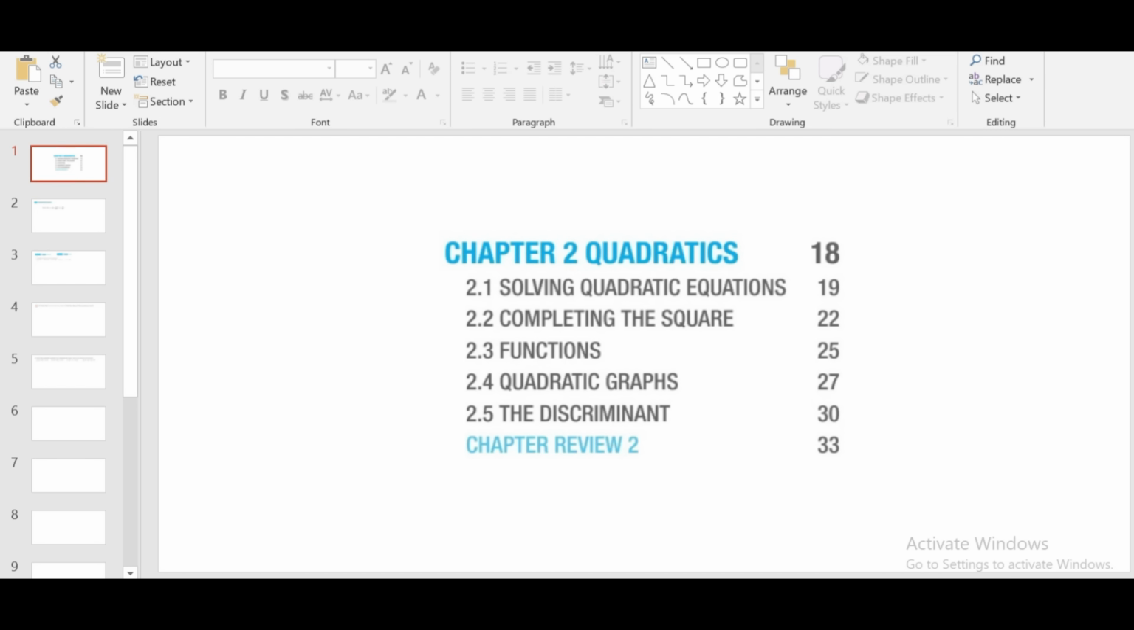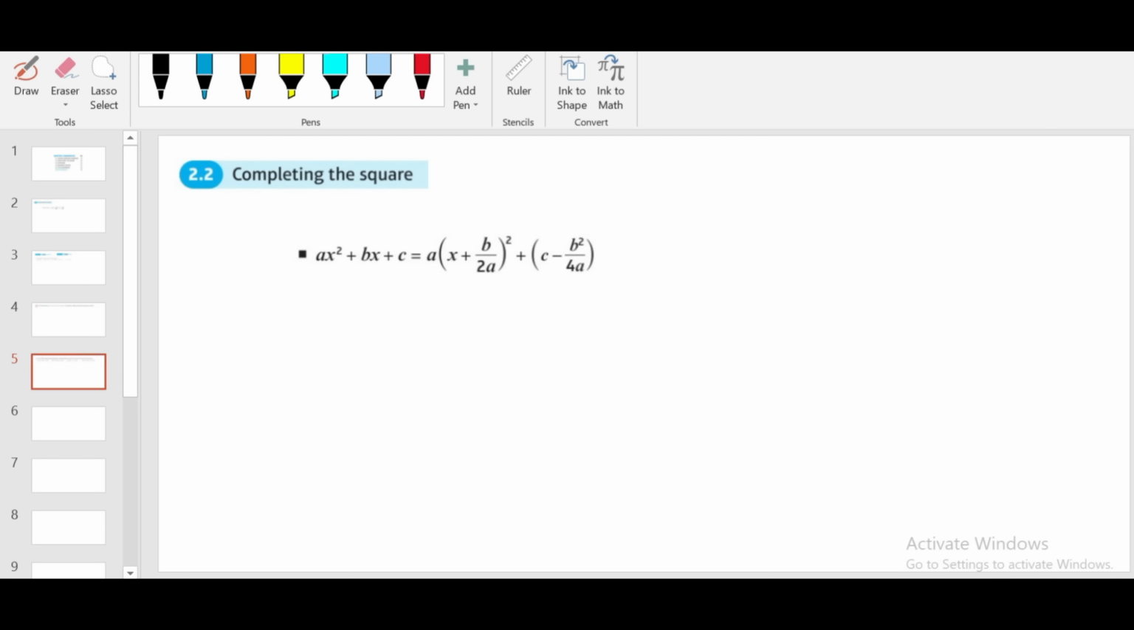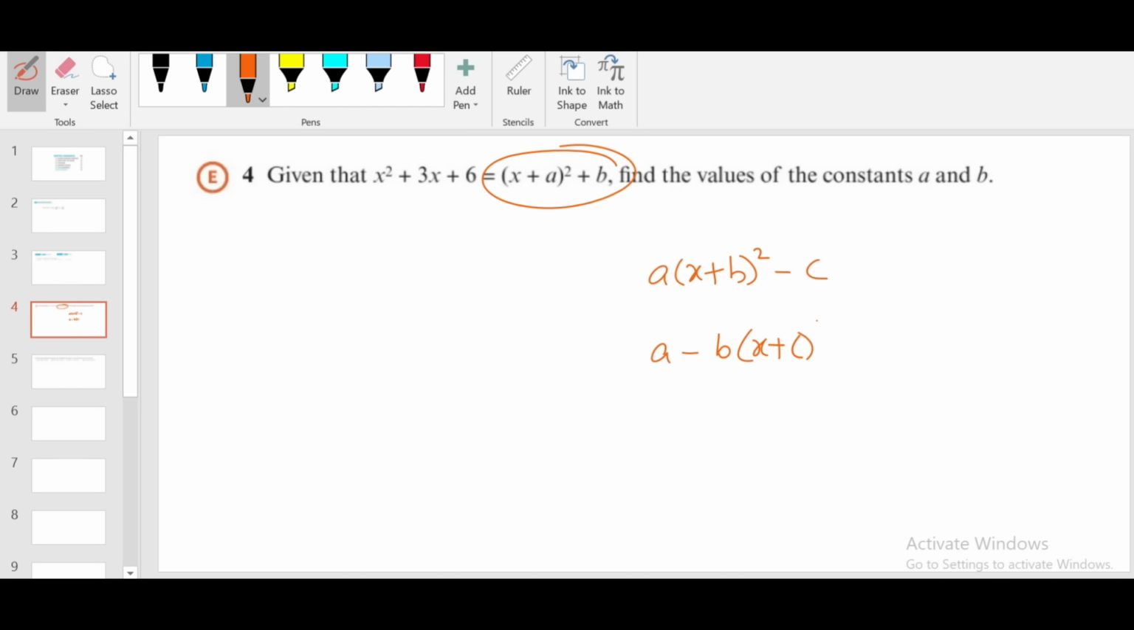How to identify those questions? They are not going to mention completing the square. Usually you will see questions like this one. They want you to write it in this format or any variation of this format. You will see something like this, a minus b times x plus c whole square, all this thing. When you see this, that's the completing the square method.